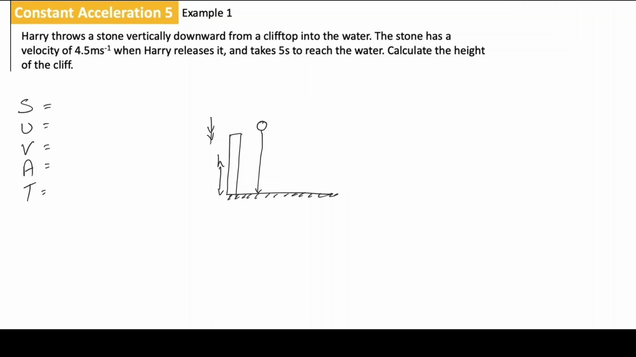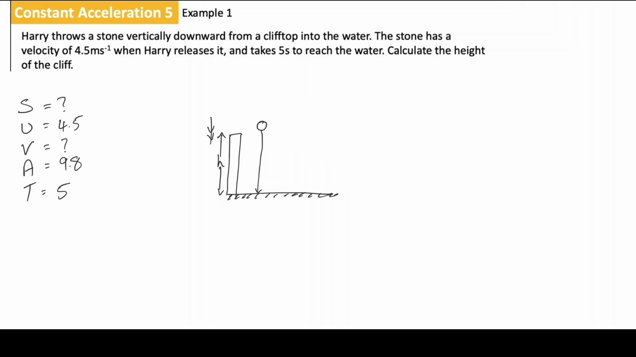Okay, the cliff or the platform, I'm going to call its height h. To find h, I really want to find the displacement. So that's what we're looking for this time round. The initial velocity, we're told, is 4.5. Final velocity we don't know, but we don't need. The acceleration due to gravity is positive 9.8. Now, gravity always acts down towards the ground, which matches our positive direction, so I'm making that acceleration 9.8. The time that it takes is 5 seconds.